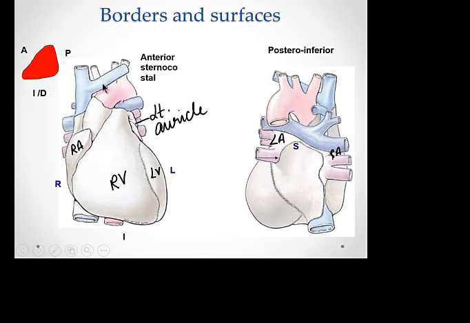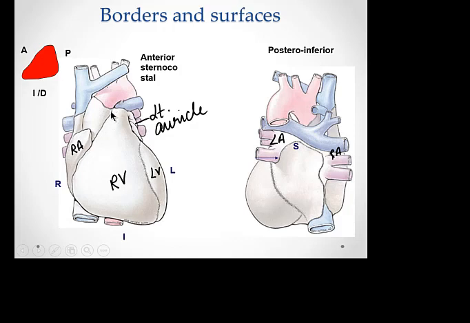Here, what I have done is that instead of just looking at the posterior part of the heart, I've rotated the heart a little bit like that. So I'm looking at both the posterior and inferior surface. So I'm looking at both this and this. Therefore, this is also called the posteroinferior surface. Okay, so if I said the heart was like this, first I'm looking at this, then I turn it around like that, and I'm looking at the posteroinferior surface.